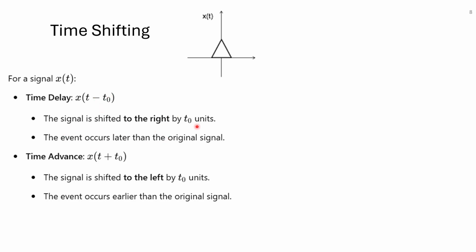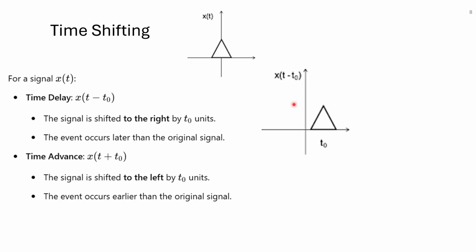Shifting towards the right. Why is it so? Because t minus t naught equal to 0 means t will be equal to t naught. So by the amount of this t naught, we are going to shift this graph to the right side. Similarly, for a time advance, that is x of t plus t naught, we have t equal to minus t naught, so we will shift left, right? That is also called the advance.